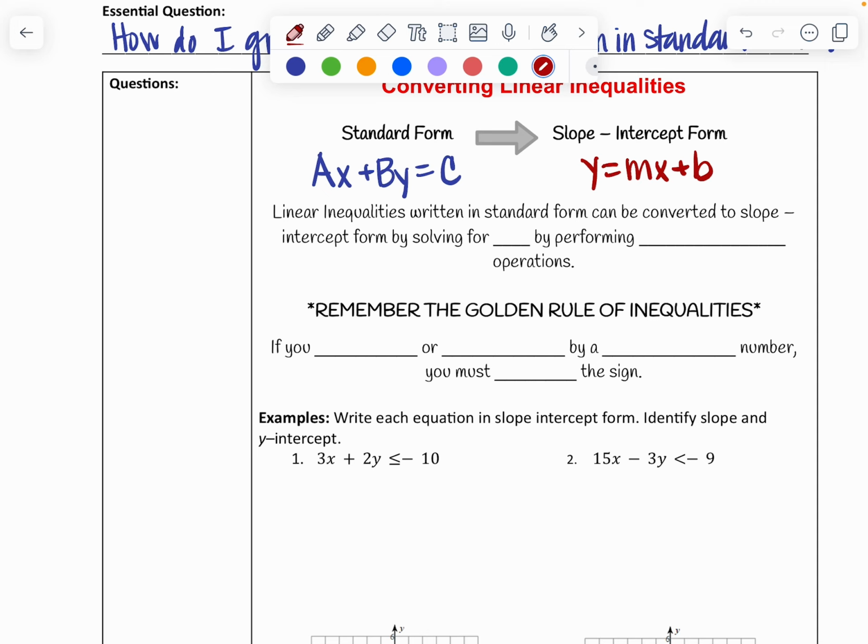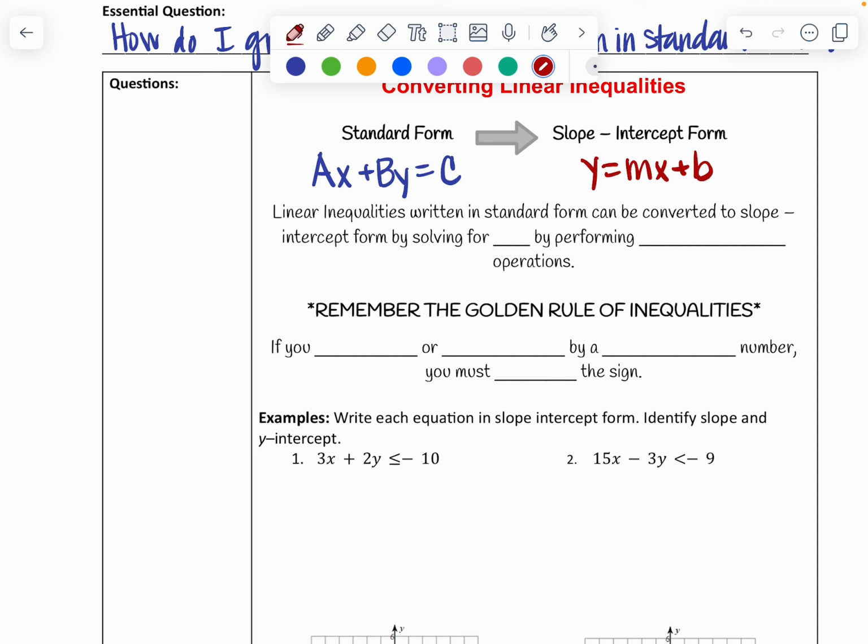And the other skill that we have already learned before is how to solve inequalities. So we will just be combining those two skills we've learned, converting from standard form to slope-intercept form, and the rules for solving an inequality.